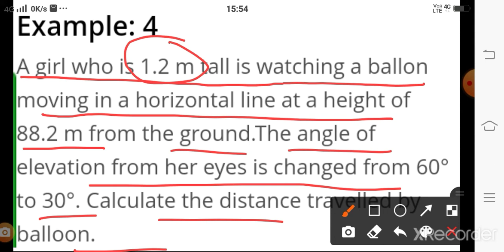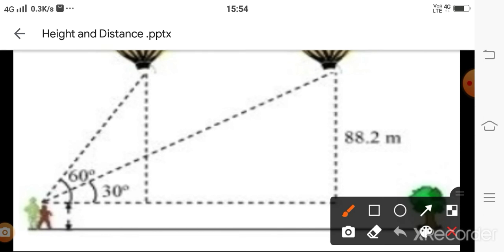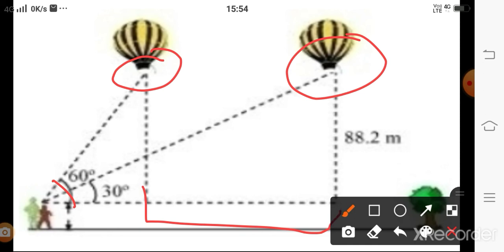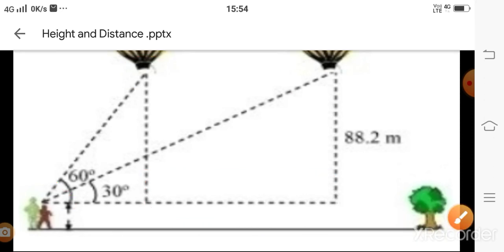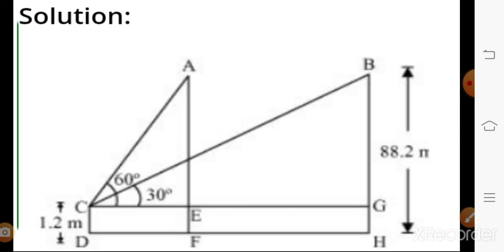First it has the angle 60 degree, and now the angle is 30 degree. If you observe here, first the balloon is at this point, and the angle we get is 60 degree. Now the balloon is at the second position, and this distance we have to find, how much distance the balloon has traveled when the angle of elevation changed from 60 degree to 30 degree. Labeling the diagram, the height of the girl is given as 1.2 meter.